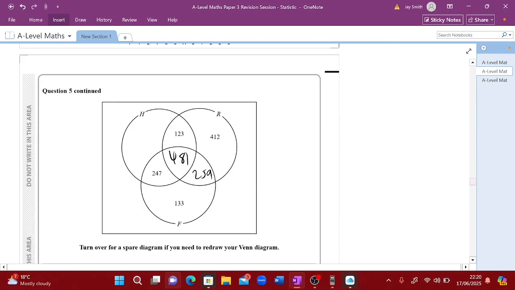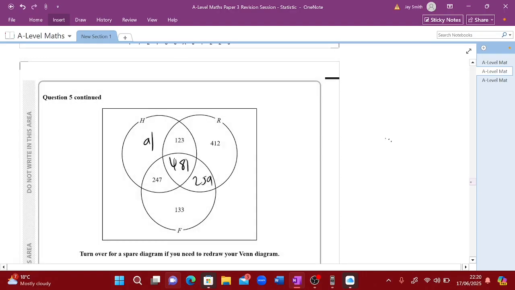But we do not put 891 here because we then need to account for all the other numbers as well. That 891 only tells us that all the numbers in the circle in total add up to 891. But when we just want this single part away from all the intersections, we do 891 take away the other three parts, so 123, the 481 and the 247. These are also numbers in the circle H. So we take that away, and we get exclusively just H. So take away 123, take away 481, take away 247, and you're left with 40. And that should be in there.